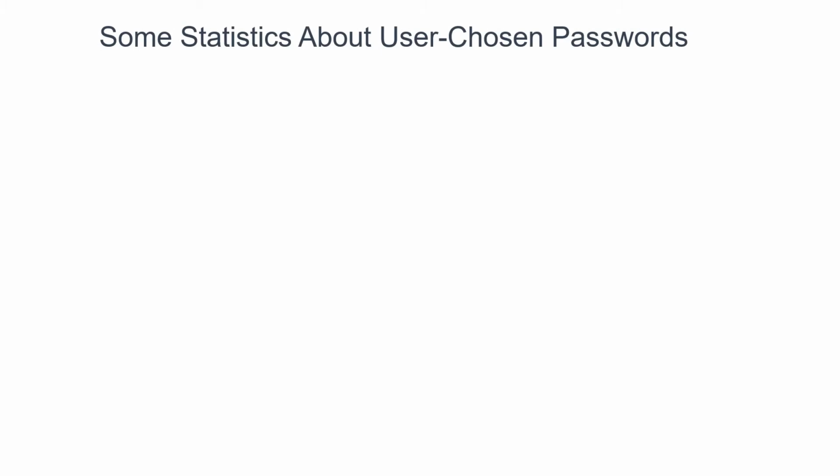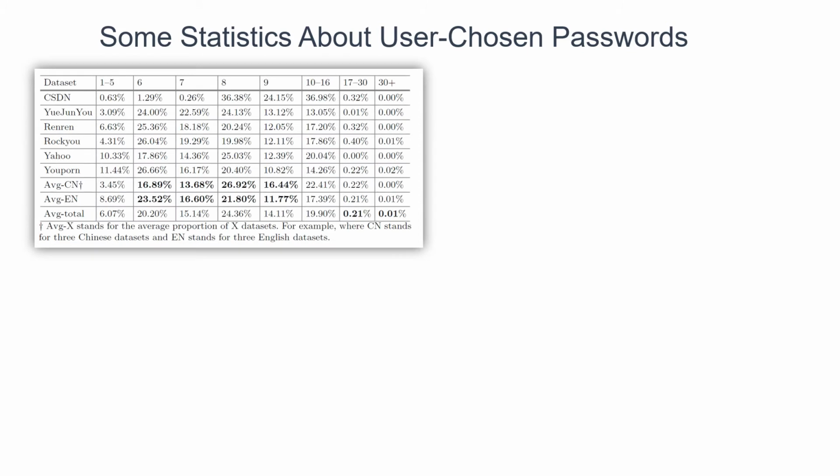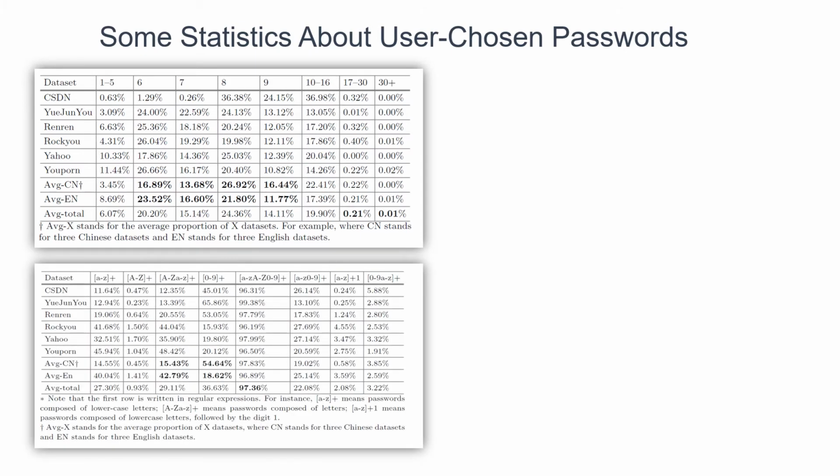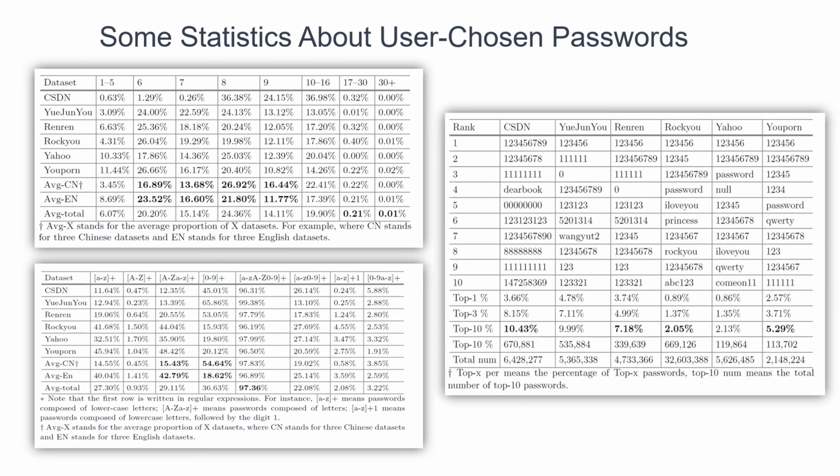Here are some statistics about user-chosen passwords. Table 1 shows that the length of most passwords is between 6 and 9. Table 2 shows that Chinese users love to use digits, while English users love to use letters. Table 3 shows the proportion of top 10 passwords, indicating that Chinese passwords are more concentrated.